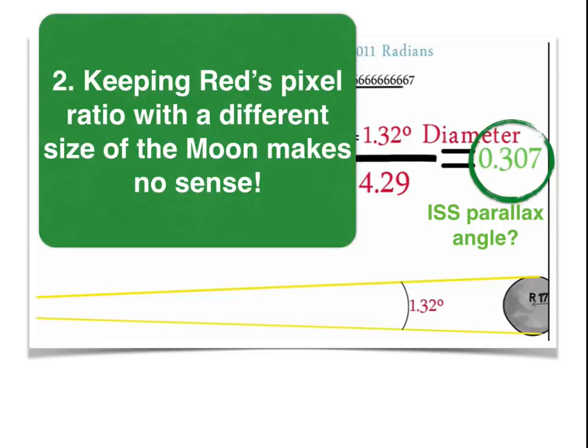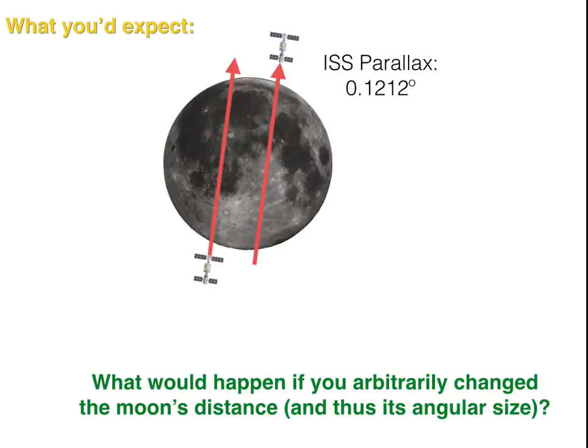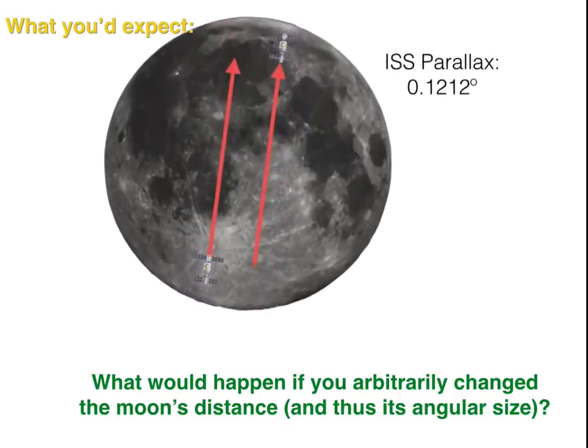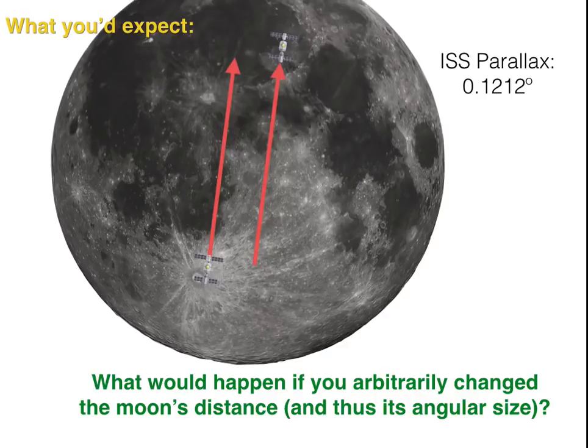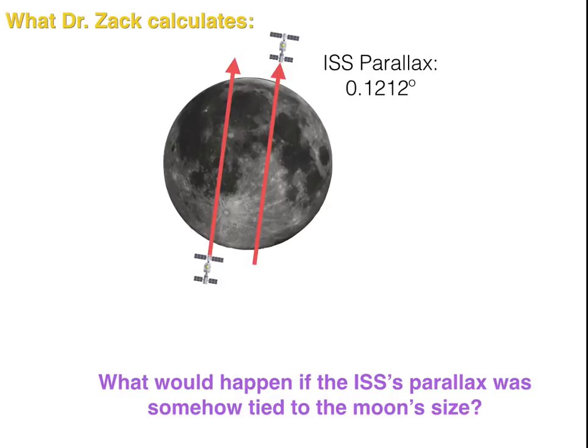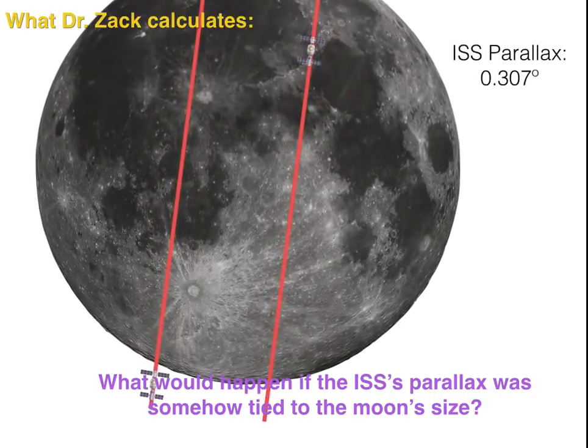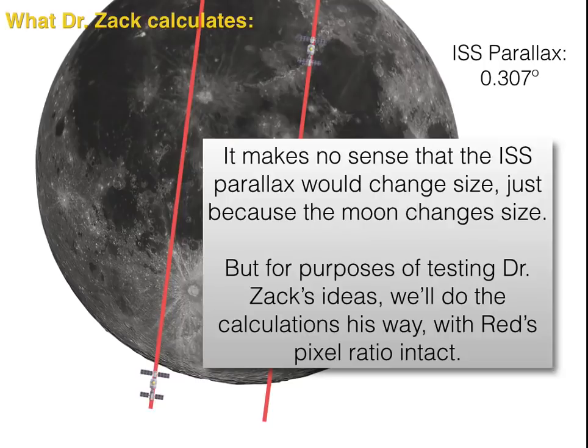So let's visualize this. What you'd expect if you have this parallax track of the ISS, and you arbitrarily change the distance to the moon, is this. The parallax track would not change. The angular size of the moon would change, but the parallax track wouldn't change because the ISS isn't changing its orbit. You'd still have parallax, but by the same degree, right? So what you're suggesting, Dr. Zack, is that the parallax track of the ISS in Earth's orbit would change if you changed the size of the moon. And that simply doesn't make any sense, right?